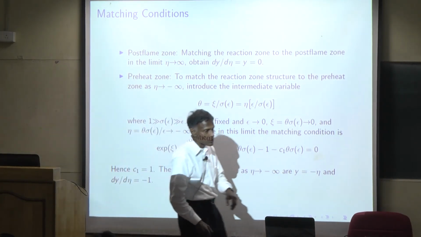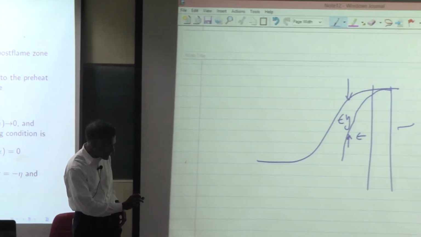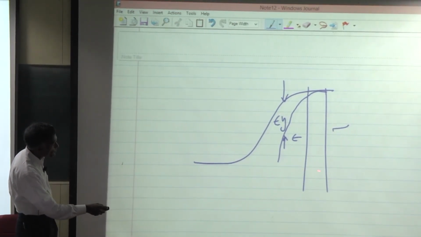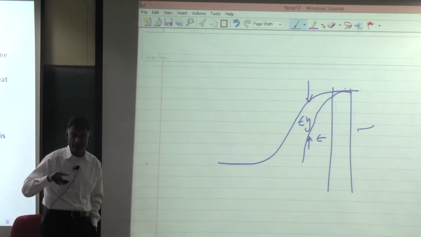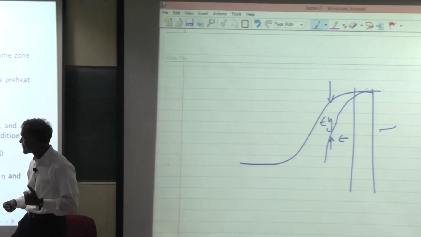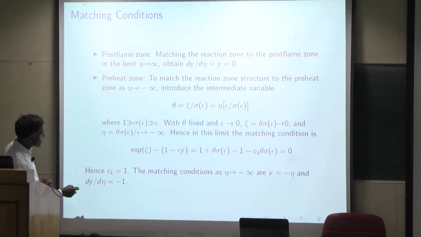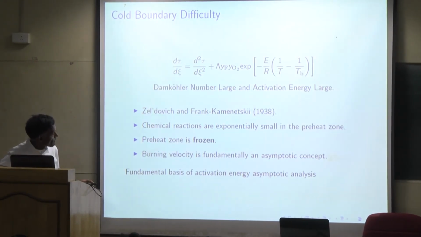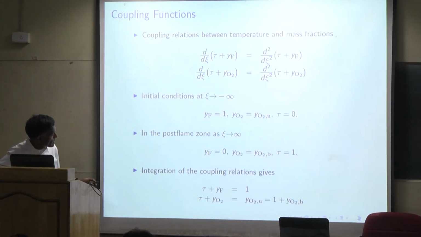Now you have to write the inner equation. The temperature profile in this preheat zone, as well as the temperature profile here, must now be written in terms of theta, because that is the intermediate variable that we have. If you do that, recall that if you go back to the preheat zone solution, the solution was, okay, here.